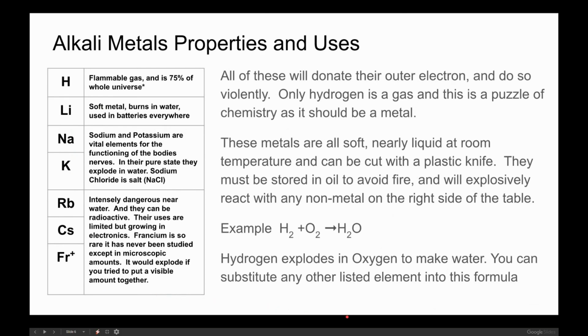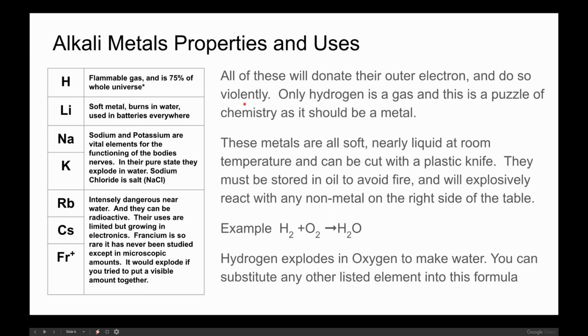Now, where do these things come in usefully for us? Well, hydrogen is a flammable gas, and it's 75% of the whole universe and something like 75% of your farts. And yes, your farts do ignite. Why do you want to get known for that? They will donate their outer electron, and they will do so violently.